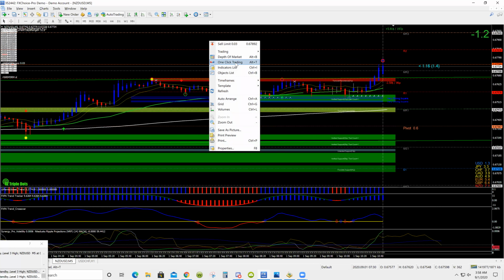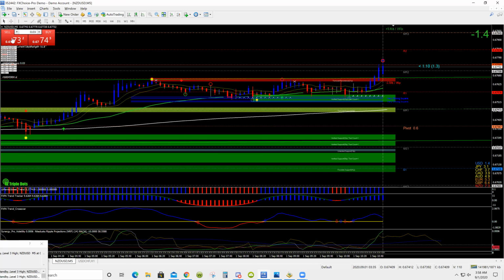You right-click on the chart, go to one-click trading, and put in whatever your percentage is. This is maybe 0.5% for me, because it's a market execution and I don't like chasing trades, but I'm just doing this for demonstration purposes. So I can take a small $2.58 loss. It's not going to hurt me. So I took a buy market execution and you just click buy. And now you're in the trade, immediately filled.